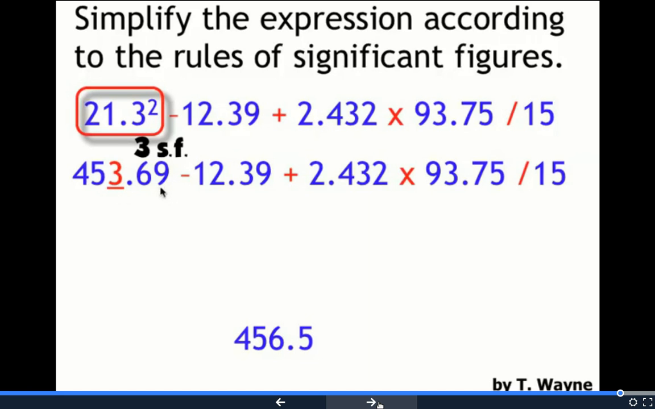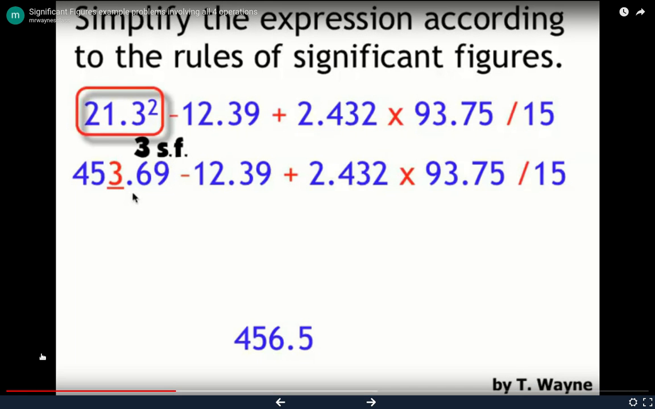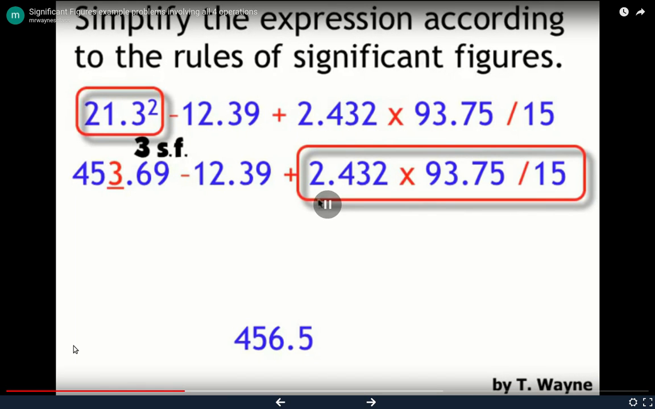I keep the 69 mathematically, but I'm tracking sig figs now, so I'm going to put a line under the 3. The line under 3 is not a math operation, it's just me keeping track of where that last estimated sig fig is. Next step is going to be the multiplication and division. So that's going to be everything over here on the right-hand side.